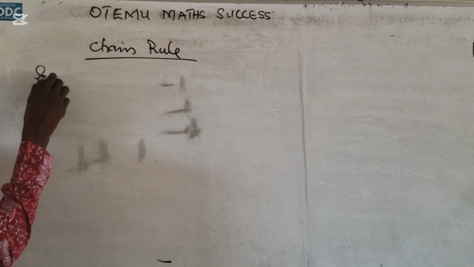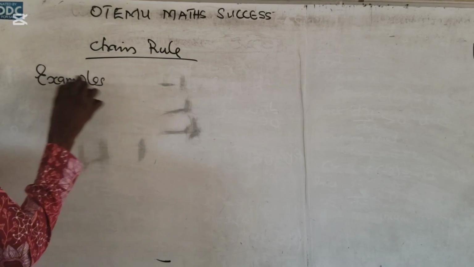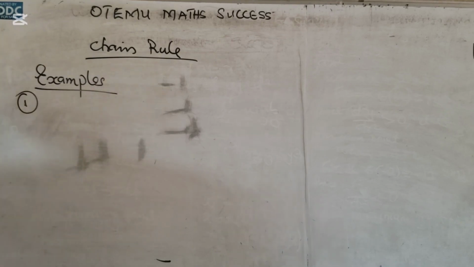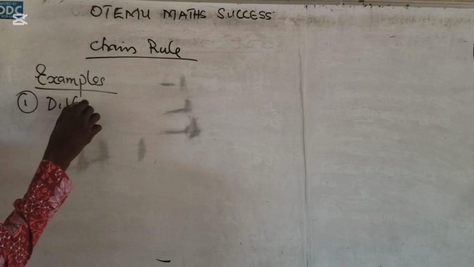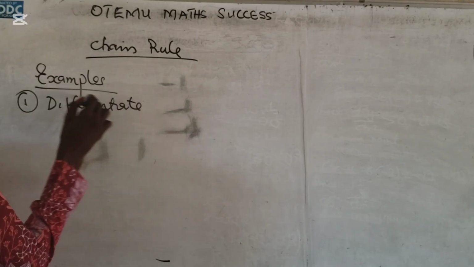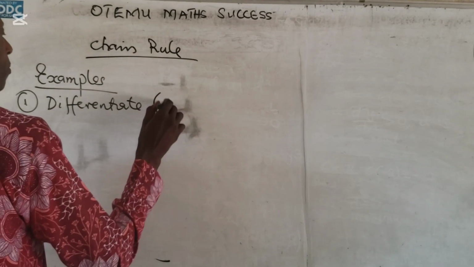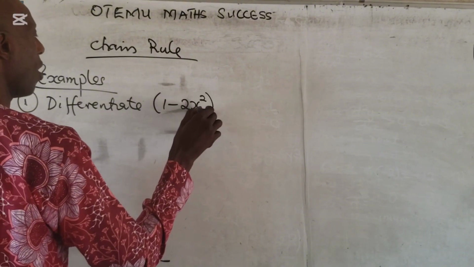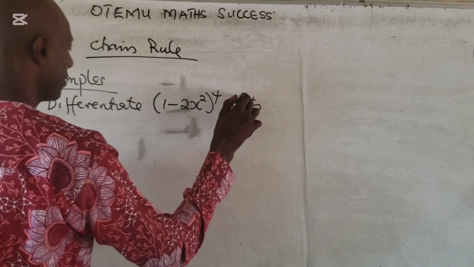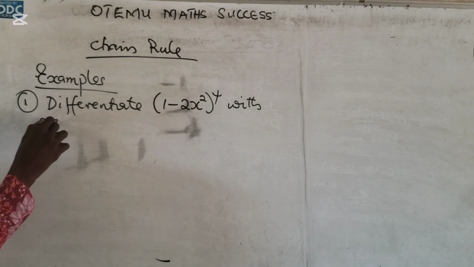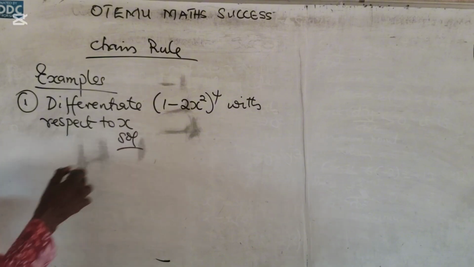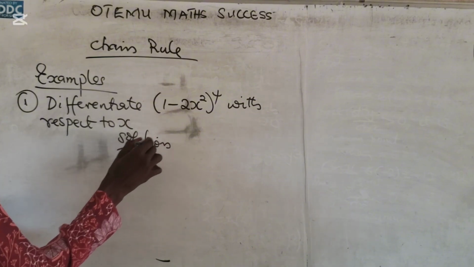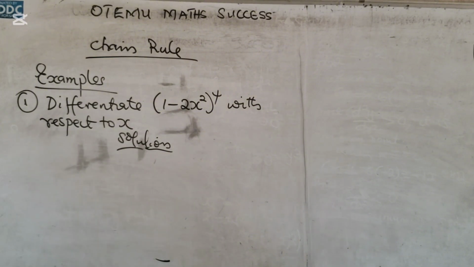Example 1. Differentiate (1 minus 2x) raised to the power 2, all raised to the power 4, with respect to x. Solution. With respect to what? To x.